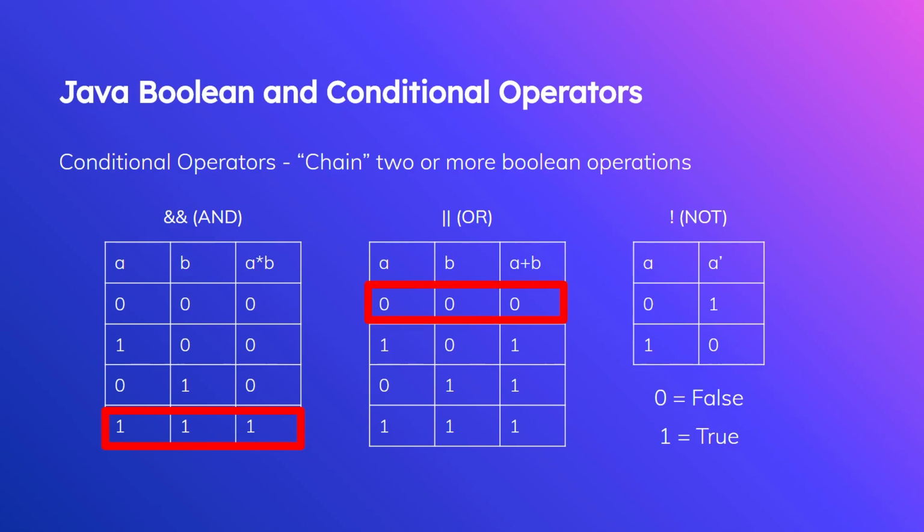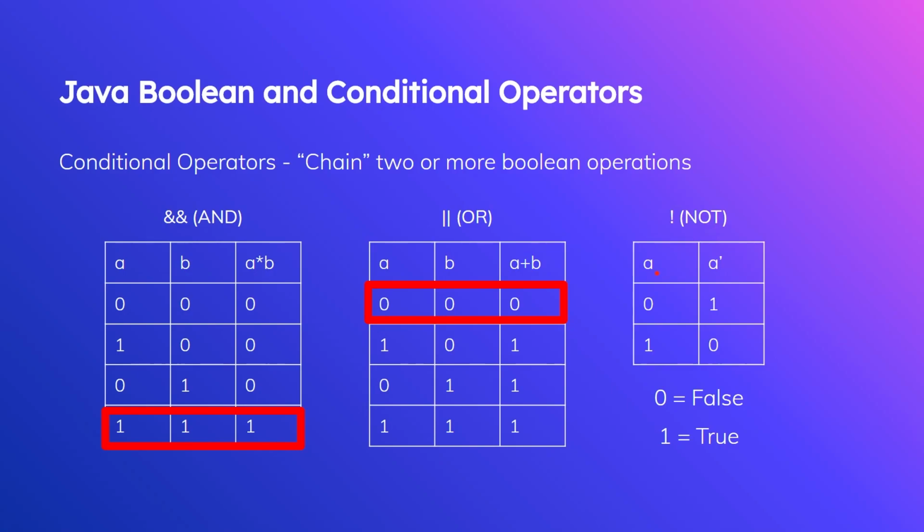And then for the last truth table, we have what's called a NOT operator, and it's indicated with the exclamation point. Basically it takes a Boolean value and just inverts it. So if you have a false statement and you put an exclamation point before the Boolean value, it becomes true, and vice versa.